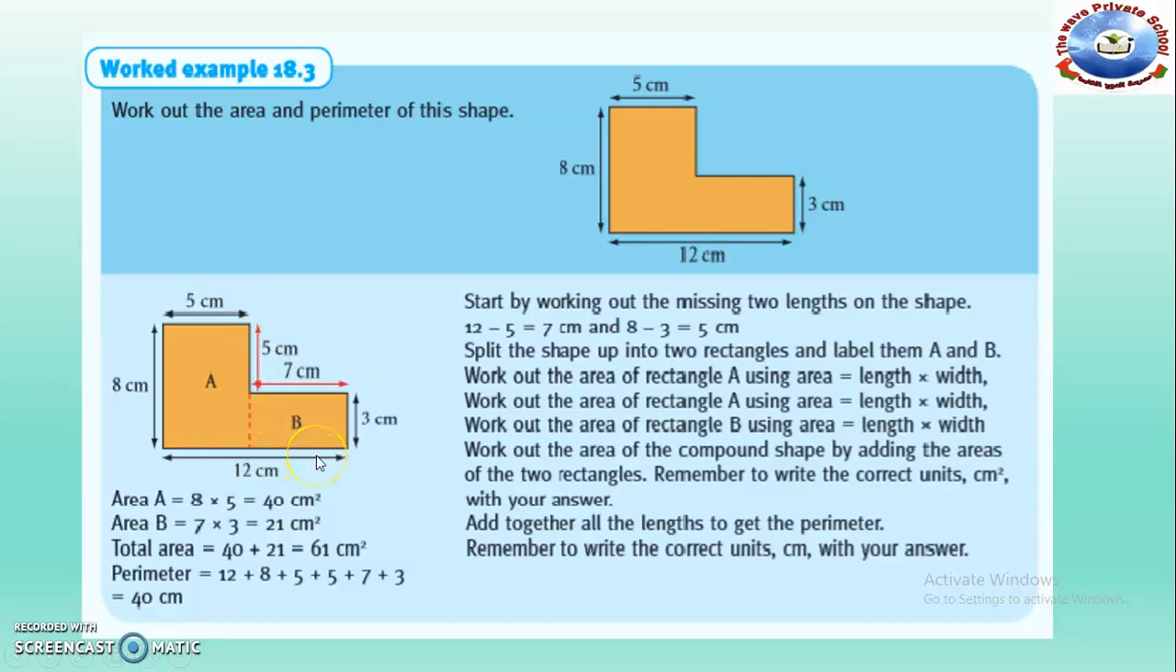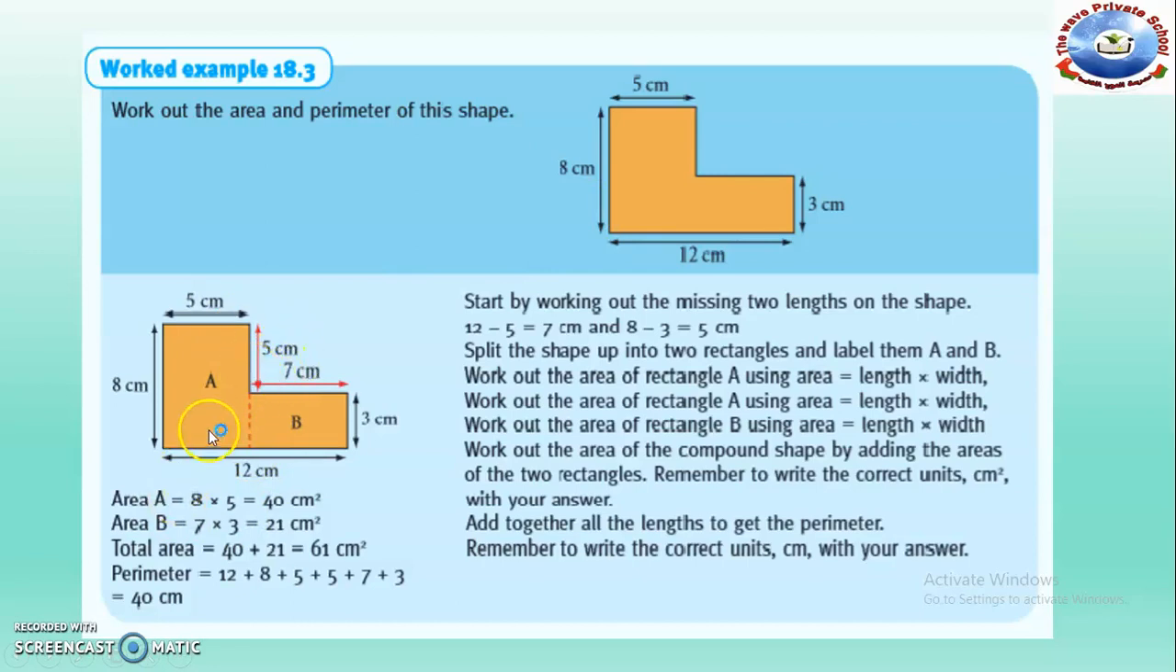A plus B will be equal to 12 centimeter. And for A, it will be equal to 5 centimeter. And this length is not given in this question. So just subtract this 5 from 12. 12 minus 5 will be equal to 7. So we can say the side length of B is 7 centimeter. Or we can say 7 plus 5 will be equal to total 12 centimeter. So now we have found the missing lengths.